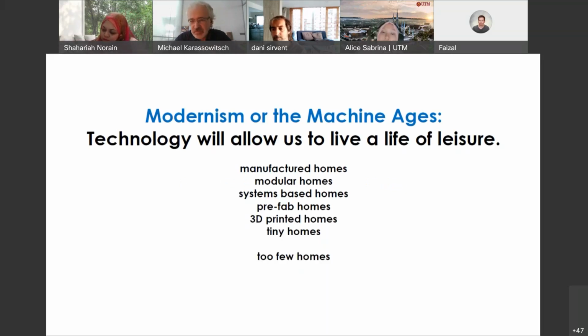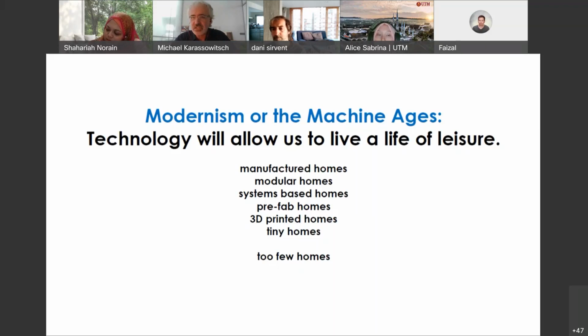When I was born, we were taught, starting in the 50s, which I didn't know about, that technology is going to give us a leisure life, is going to free us up, is going to help us. So we've got all the technology. Where has that time and money gone? Why haven't we benefited? That's part of the fundamental injustice of housing.